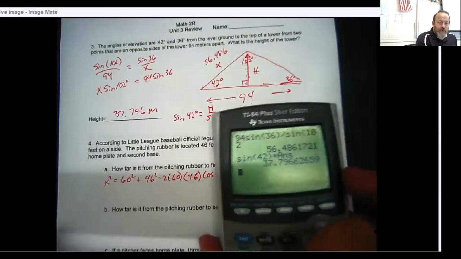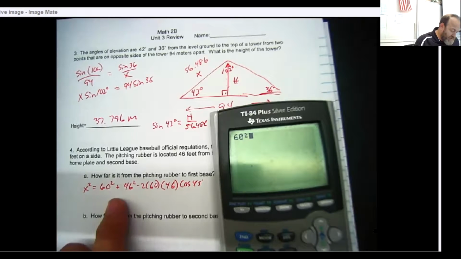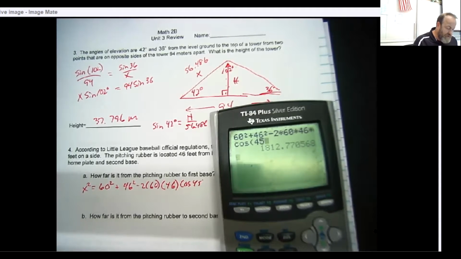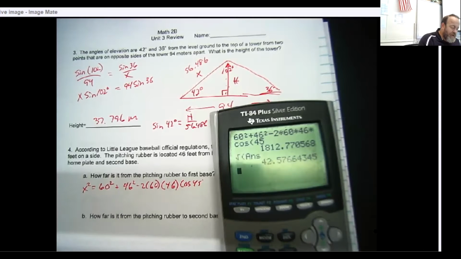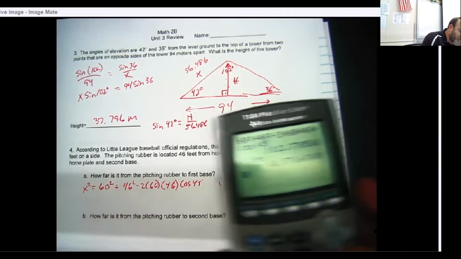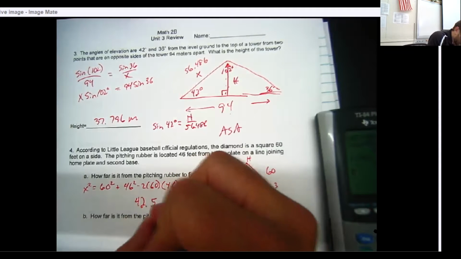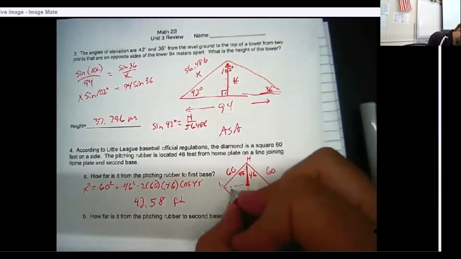Now, just like that previous video, I can just multiply this all out like crazy. 60 squared, 46 squared, minus 2 times 60 times 46 times the cosine of 45. I got this big number, but that's x squared, so I'm going to take a square root, and I have found that the distance is 42.5, actually let's go 8 feet right here.